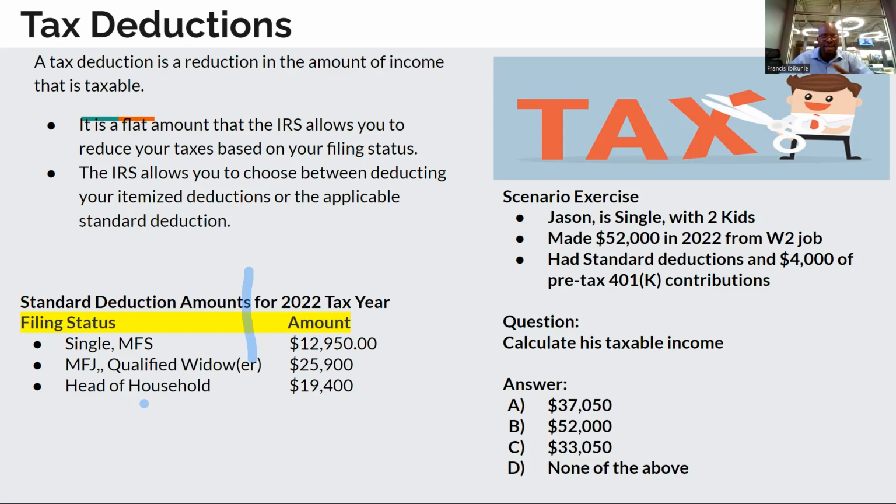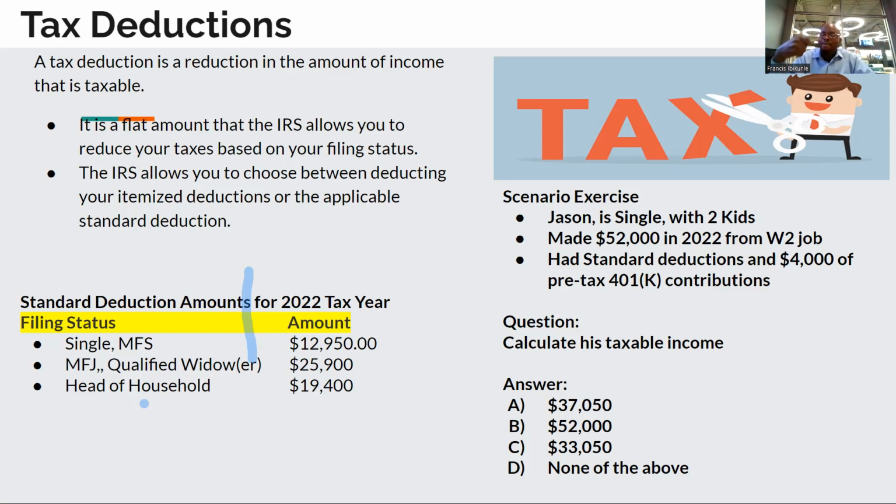And if we were to be head of household, it's a little above single and married filing separately, but below married filing jointly. It's $19,400. That's a fixed number. You can't do anything about that. Those are the deductions that are allowed.